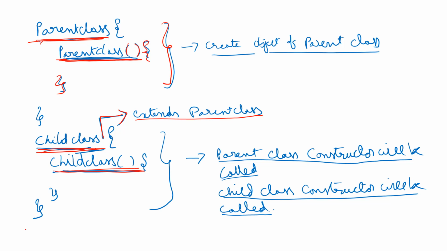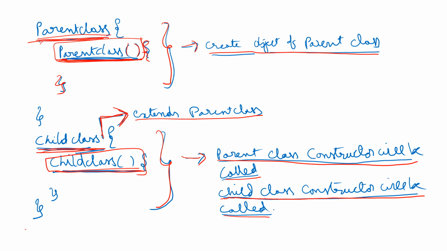Now one point we know is whenever we create an object of a class, then that class's constructor will be called. So whenever we create an object for this parent class, then this constructor will be called. But there is also another way, which is since this child class is extending this parent class, whenever we create an object of this child class, then the parent class constructor will be called first, and then if we have a child class constructor, the child class constructor will also be called. Let us see an example on this one.